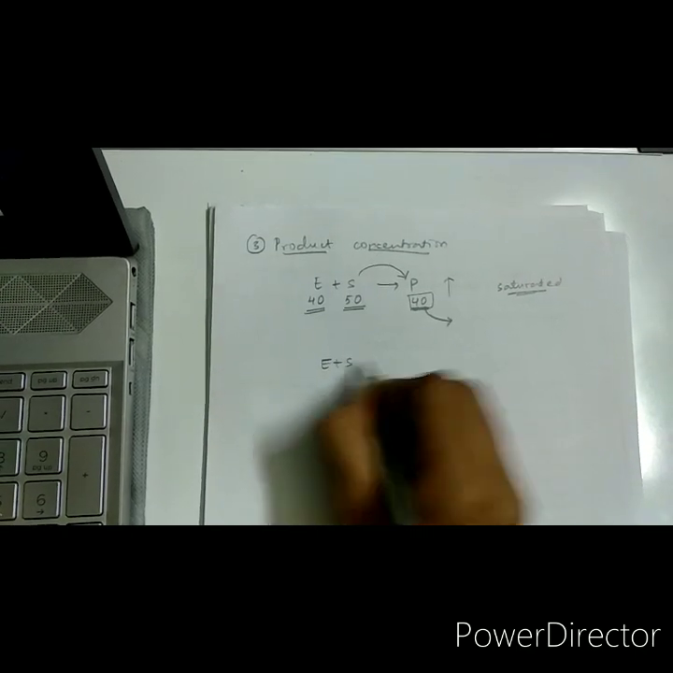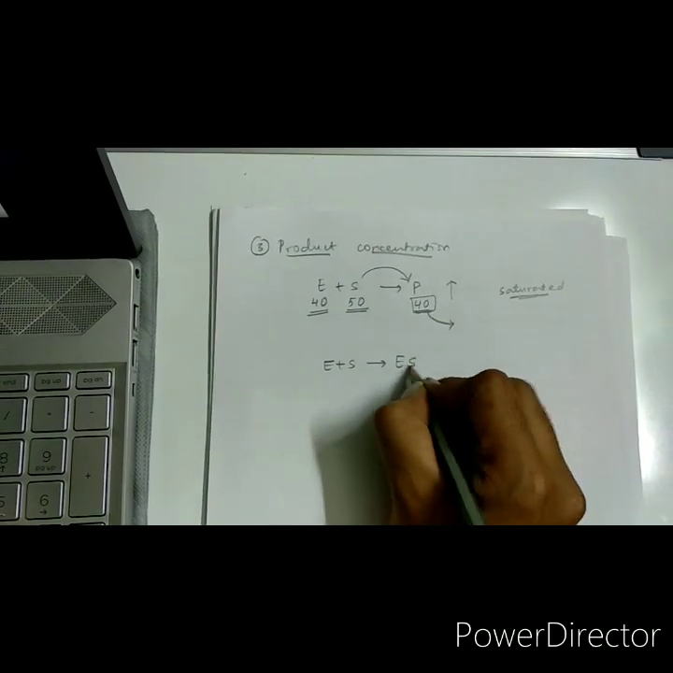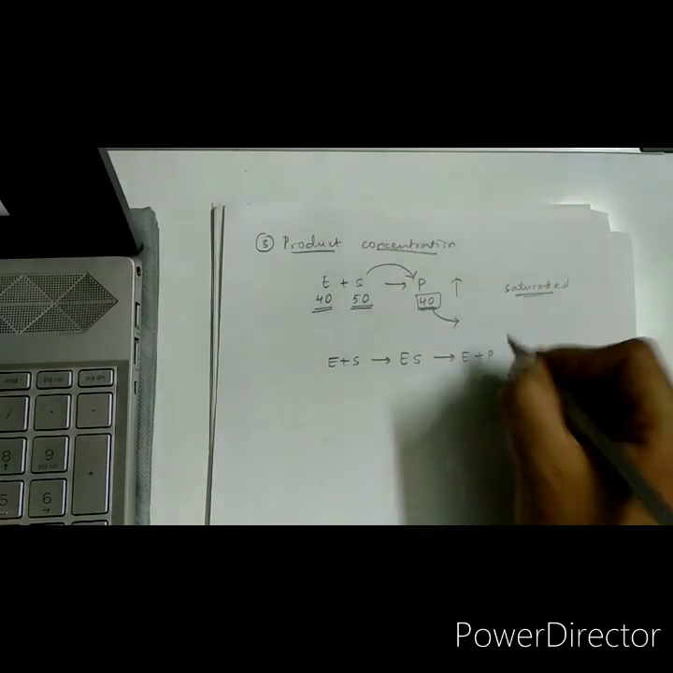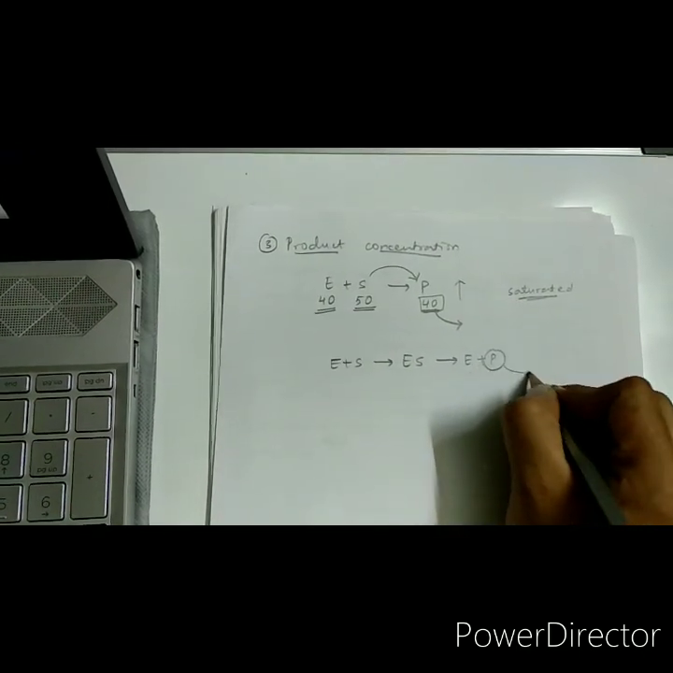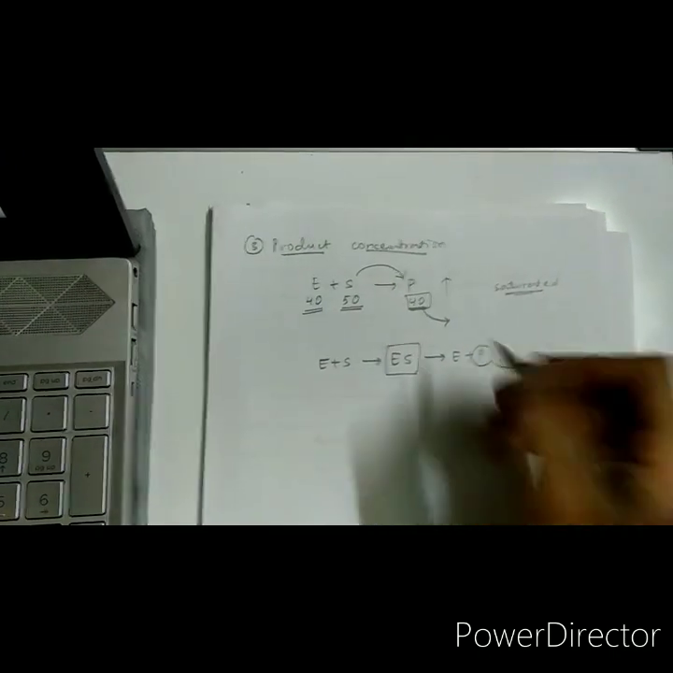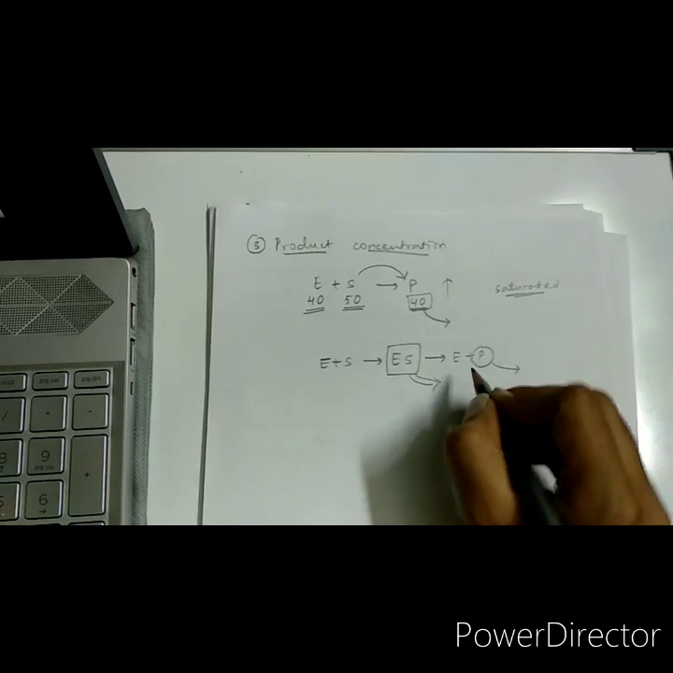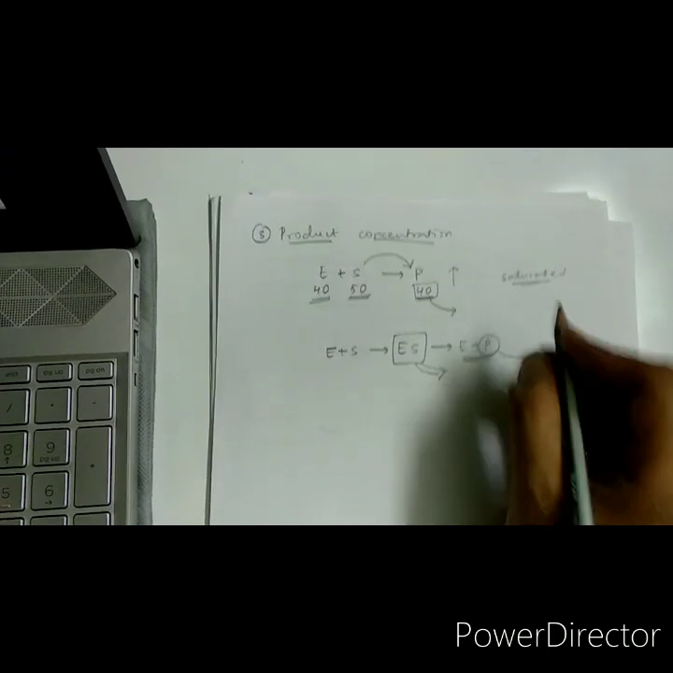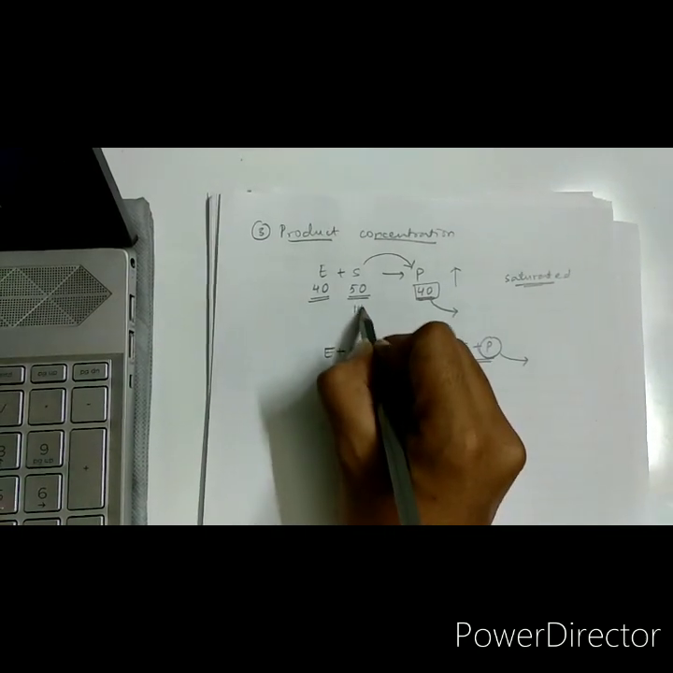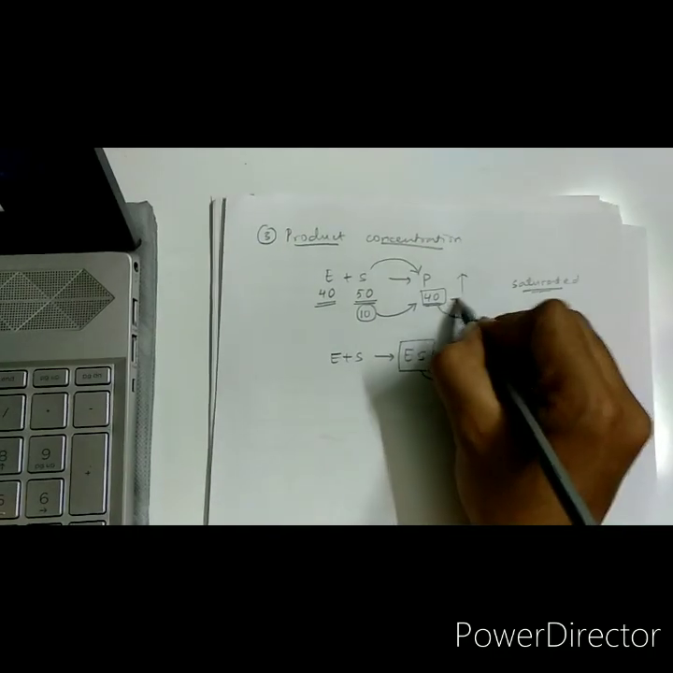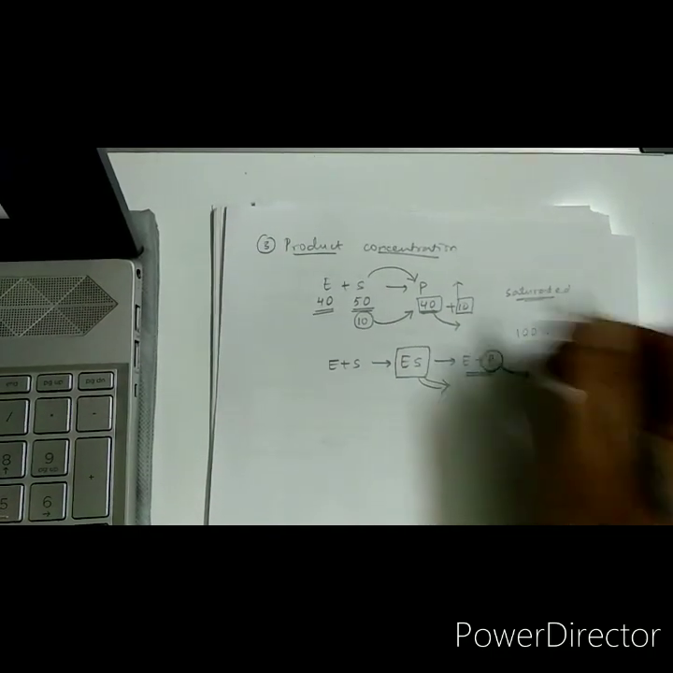Enzyme plus substrate initially forms the enzyme-substrate complex, and only then will it form enzyme and product. So if we remove this product, there will be more enzyme-substrate complex. More and more enzyme-substrate complex will get converted into enzyme and product. That means the remaining 10 molecules of substrate will also be converted into product. That is, we will get 100% product.